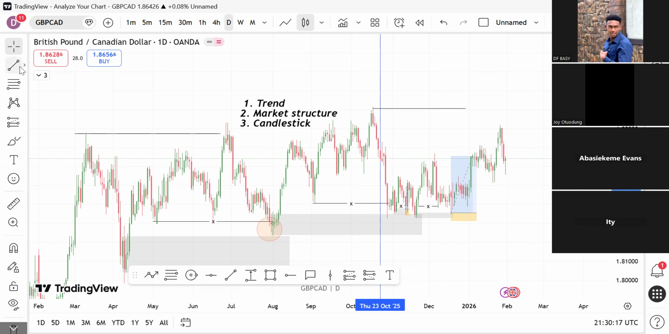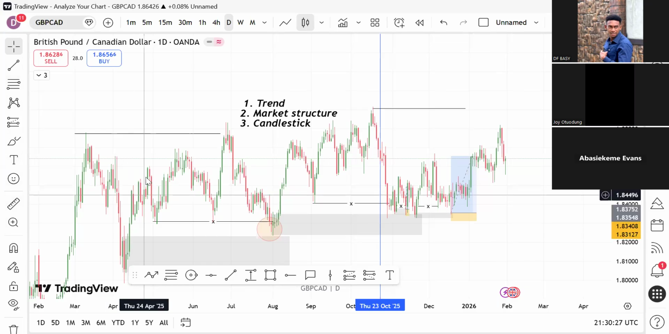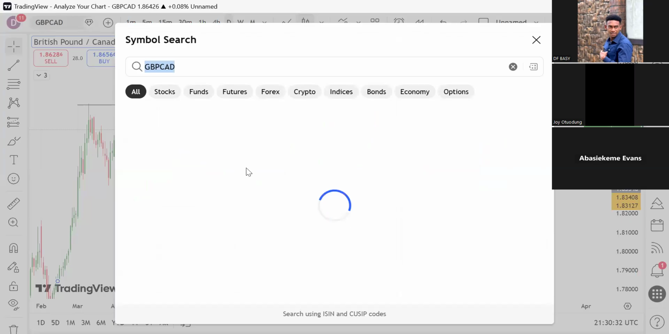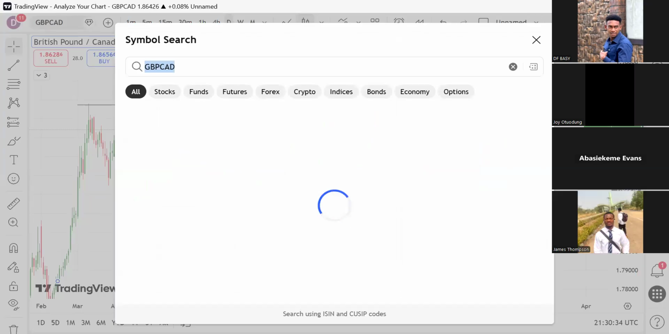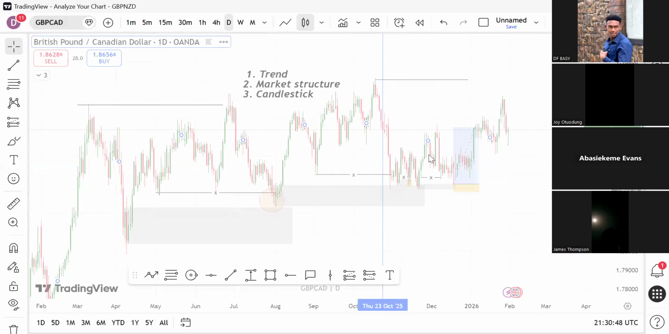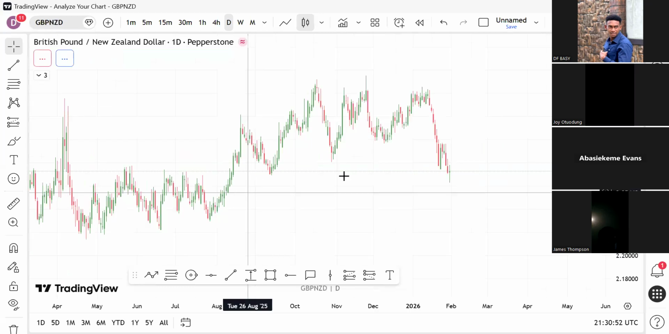In your TradingView, you have tools on the left-hand corner of the web version, or on your phone. Each of these tools is used to analyze the market. Let me go to a fresh chart and show you how each of those tools is used and what they are used for. My internet connection is unstable. Okay, let me use GBP/NZD now.